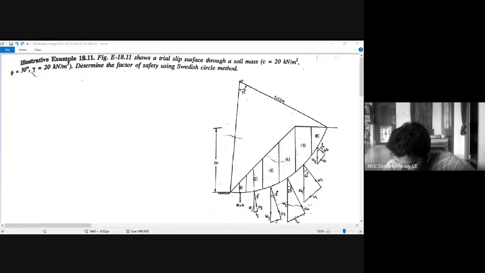Swedish circle method. Right? You read the problem there. It is showing a slip surface having... solved by Swedish circle method.